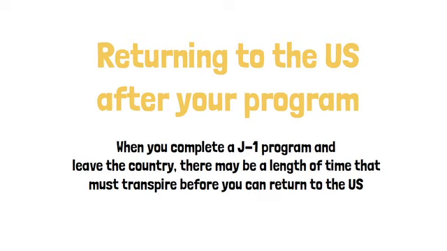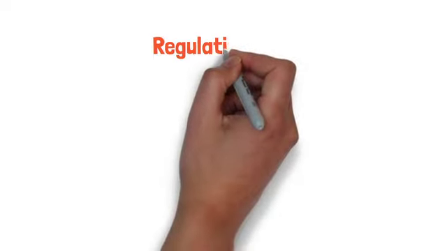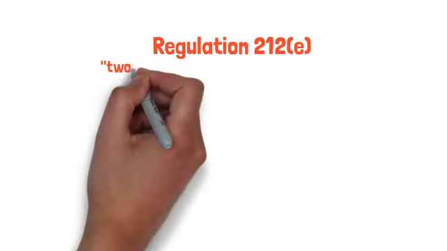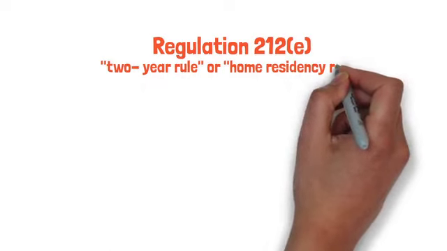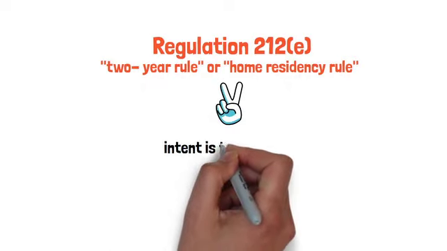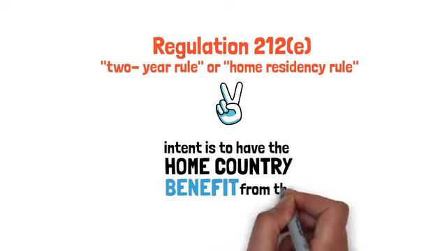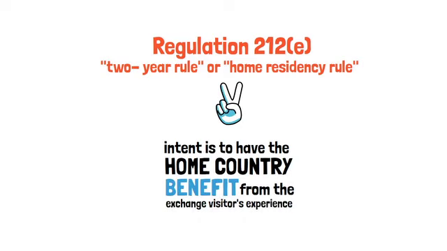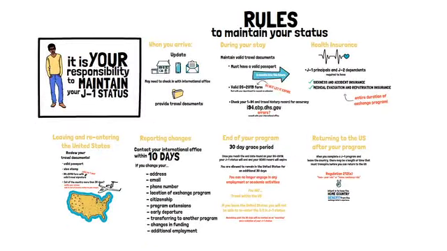Additionally, J1 visa holders are occasionally subject to Regulation 212E, also known as the 2-year rule or the home residency rule. The intent of this requirement is to have the home country benefit from the exchange visitor's experience in the United States. This means that a person must return to the country of last residence or nationality for 2 years after completing the J Exchange Visitor Program before being allowed to return to the United States on an H or L non-immigrant visa, or to apply for US permanent residency. Consult with your international advisor for additional information.